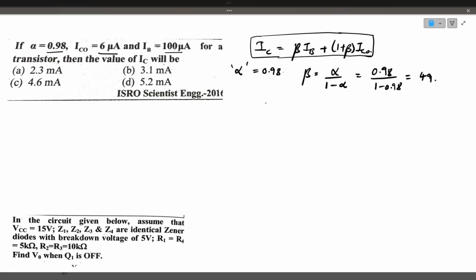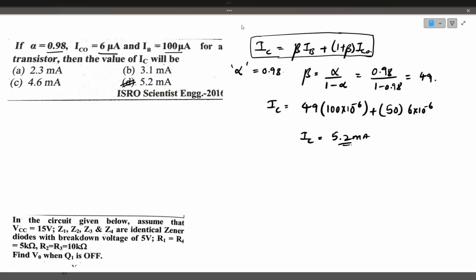Substituting this value here, the collector current IC is nothing but beta, which is 49, times the base current, 100 microamperes, plus (1 plus beta), which is 50, times IC naught, which is 6 microamperes. So the collector current IC is equal to 5.2 milliamps. So the answer is option D.